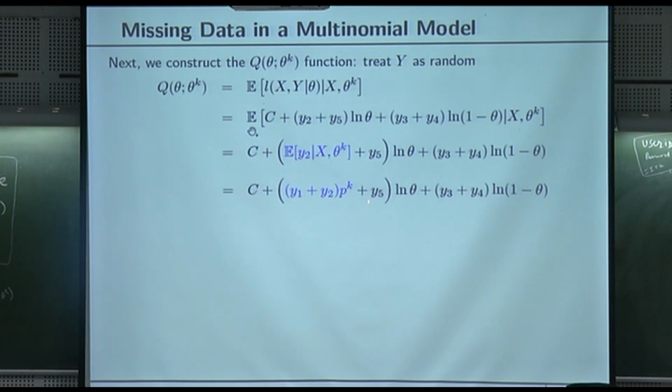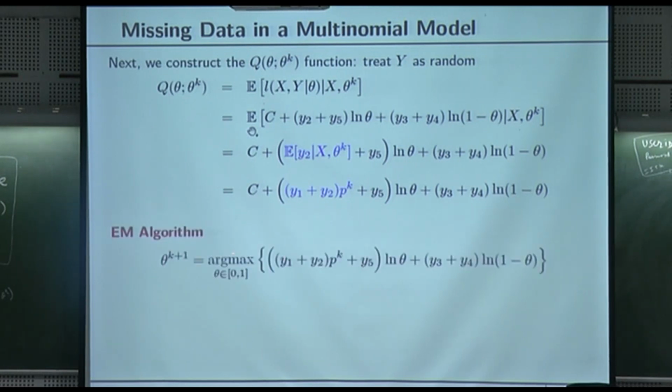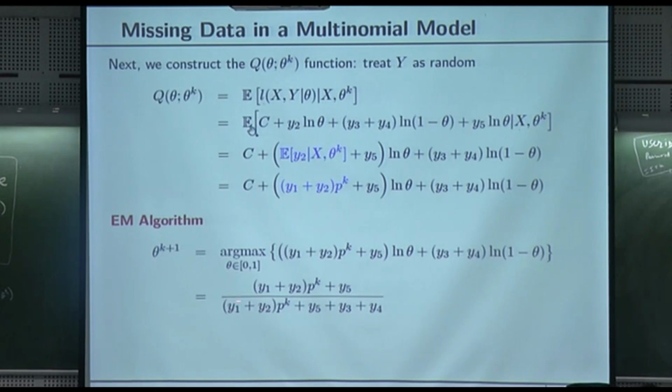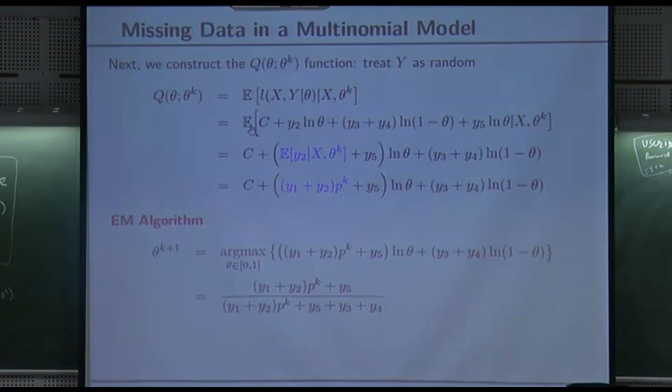This expectation is that quantity, so if I want to iterate, it becomes the maximum of that. Earlier it was simply y2 over here, but y2 is not known, so it's going to be y1 plus y2 times p_k. That's the expected value of y2, and the other quantities. So here you again have an expression of that form, and therefore the algorithm simply says: take this quantity, divide by the sum, and iterate. Done. That's how it solves that quantity. So let me go and show you what happens there.